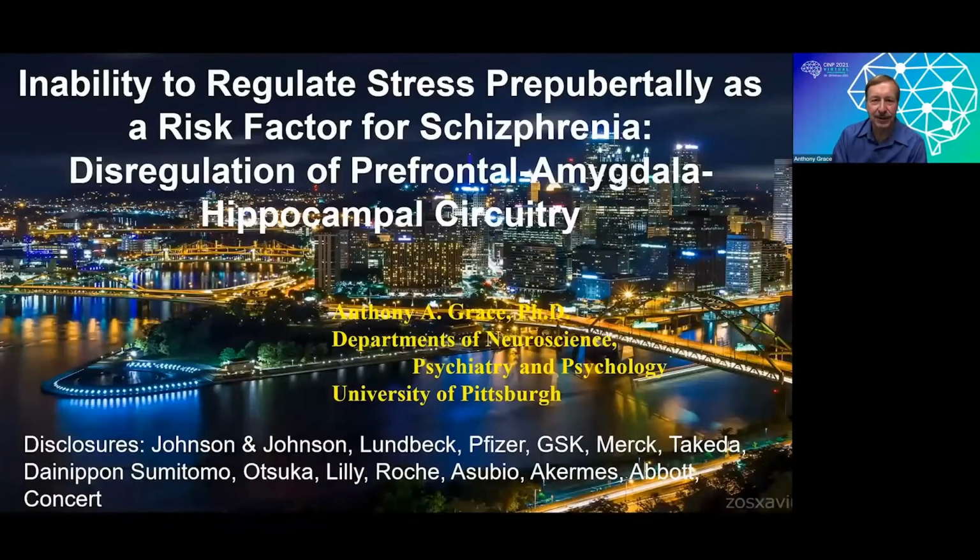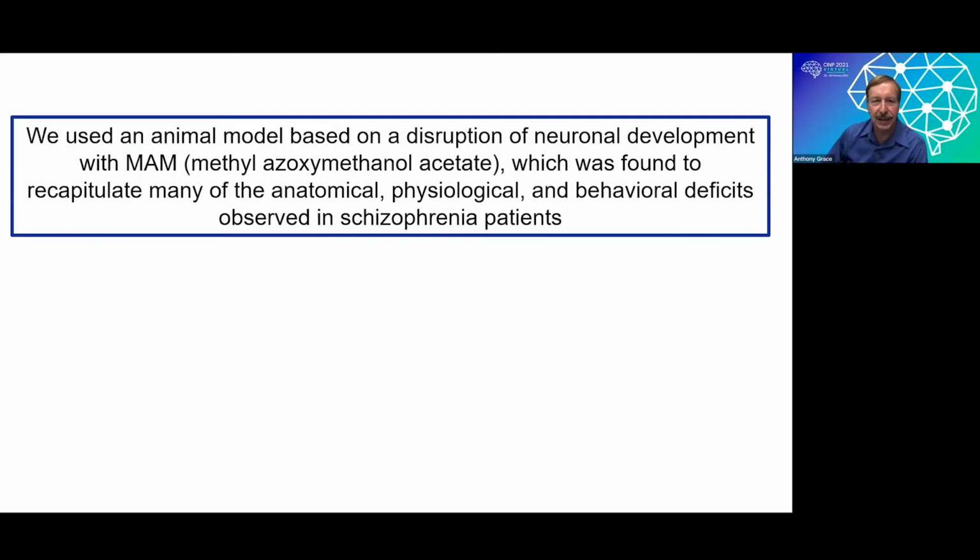Thank you for coming to our presentation. What I'm going to be talking about are some animal models that we've used in order to try to understand risk factors in schizophrenia, and particularly how stress impacts the system. To do this, I'll be using an animal model based on disruption of neurodevelopment using MAM, or methylazoxymethanol acetate. This is a DNA alkylating agent that we give during gestational day 17, which is equivalent to the second trimester in humans, which is known to be a critical period for schizophrenia risk.